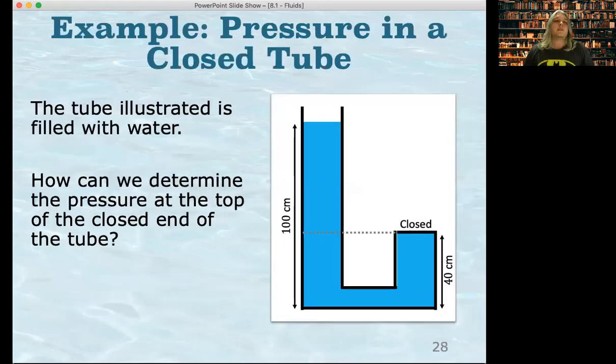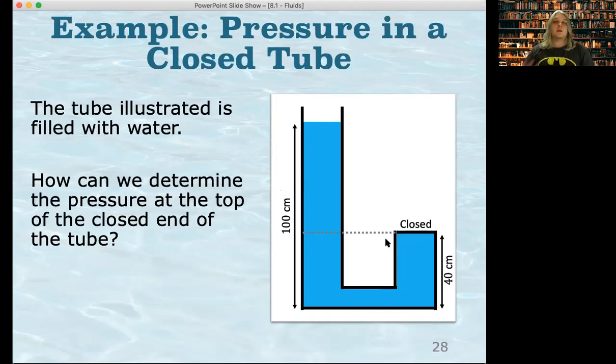So an example of this is pressure in general being the same throughout a static fluid. Here's a static fluid-filled tube. We've got a closed end on the short end of the J and the open end here. And we want to know the pressure at the top of the closed end. So where this grey dotted line is, what's the pressure there?